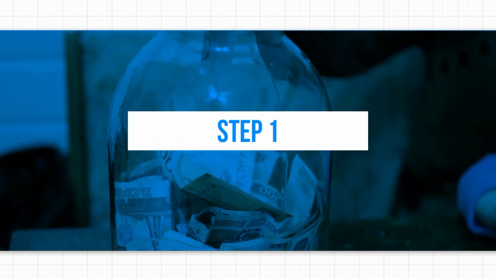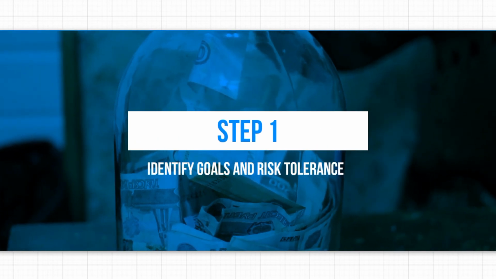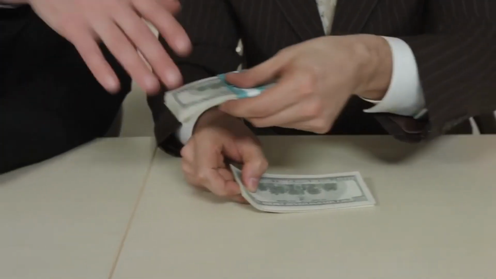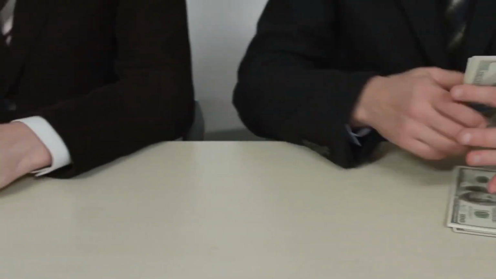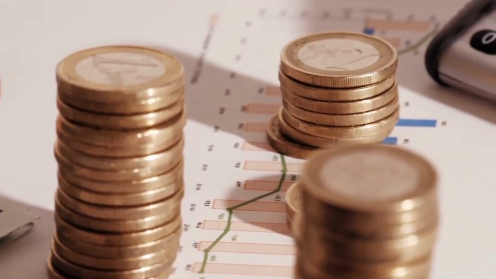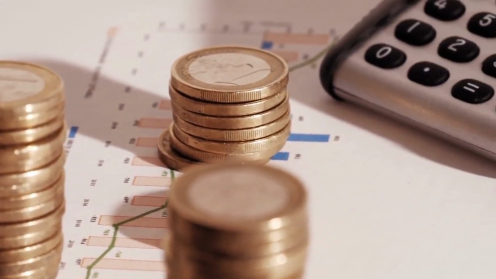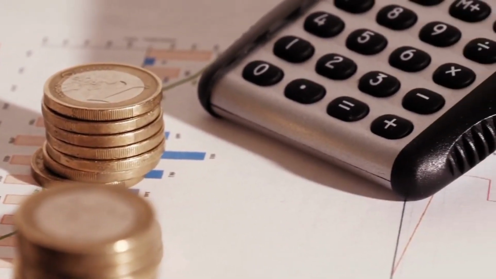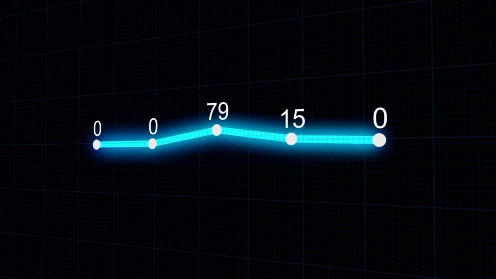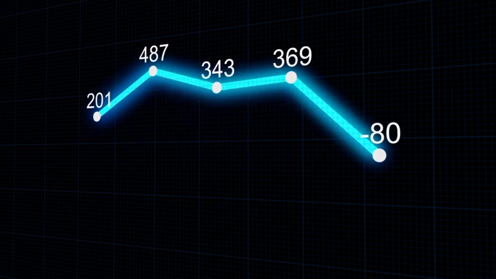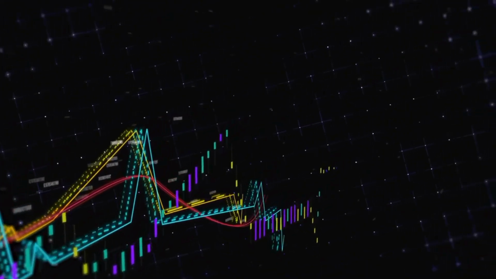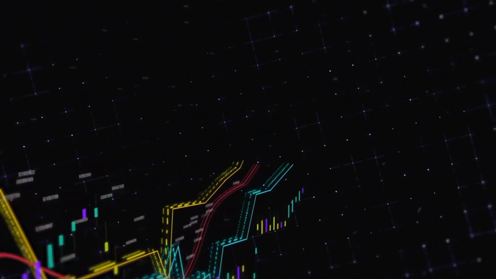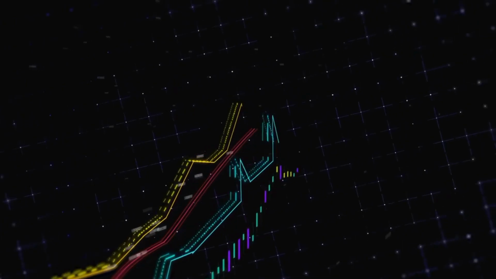Step 1. Identify goals and risk tolerance. Before you invest, think about why you want to put your money into a mutual fund. You should never rush into any investment without first thinking about your short-term and long-term goals as well as the level of risk involved. Mutual funds are generally best for longer-term goals. For short-term investments, exchange-traded funds, ETFs, are a better choice.